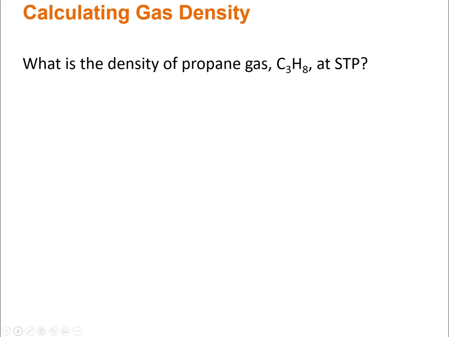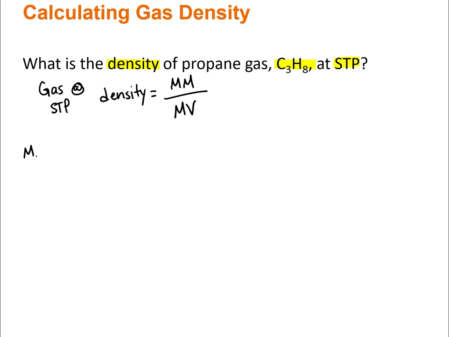And we're going to look at the density of propane gas at STP. It may seem like we don't have enough information here. We're trying to find the density, and all we know is that it's propane gas at STP. We can use our special density equation and take the molar mass divided by the molar volume. All we have to do is figure out the molar mass of propane gas. Remember that you look at the periodic table and you use the atomic masses of all the elements that you see in the compound, and you add it all up.